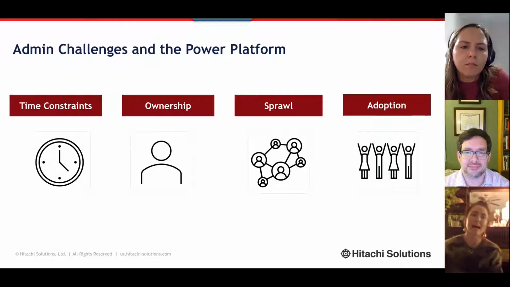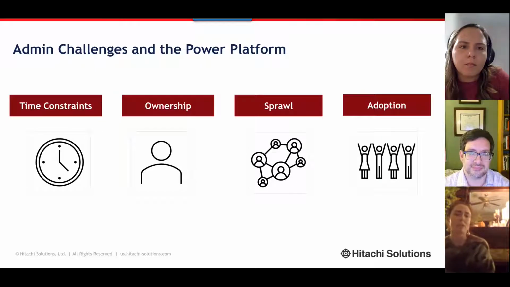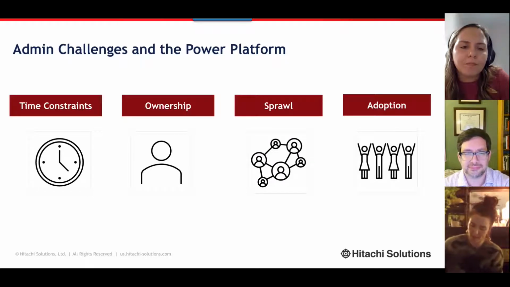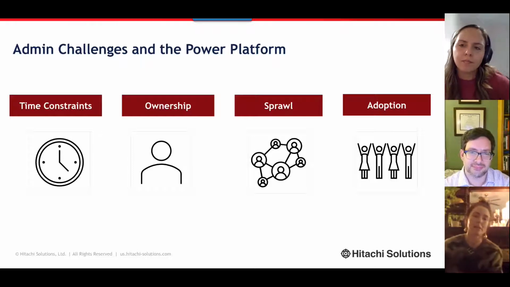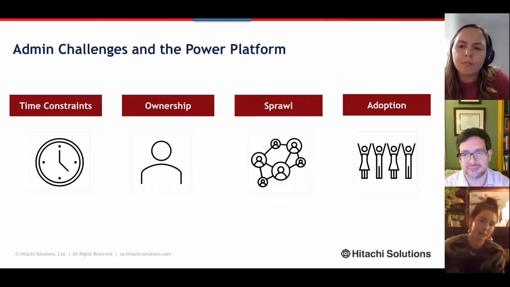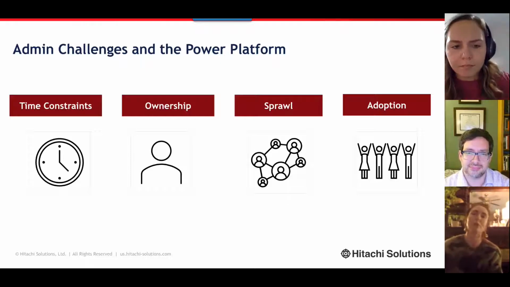And we talk about some of the admin challenges on the Power Platform. There really are 4 key areas I like to talk about. And the first one is time constraints. The business comes along and says, hey, IT, we like the Power Platform. This sounds great. We want to implement it. IT are going to come back and say, whoa, okay, we're already strapped for time. How much time is this going to take us to implement? Who do we have to train? What do we have to support? We really don't have any of the time to do this.